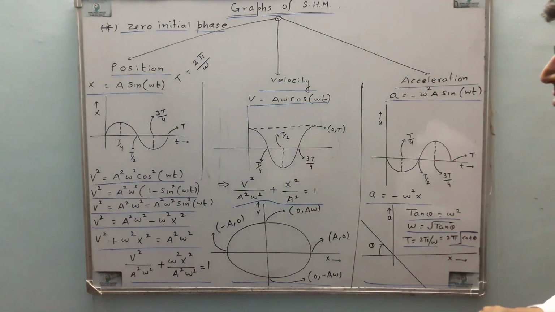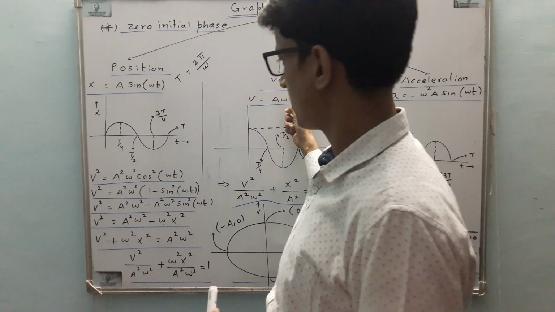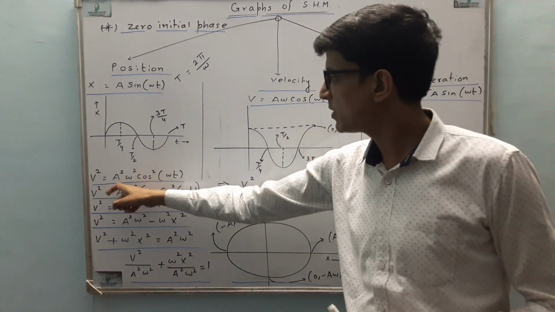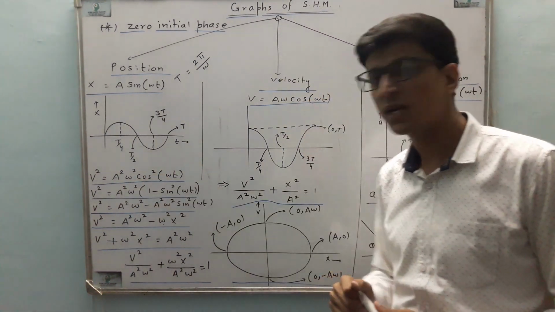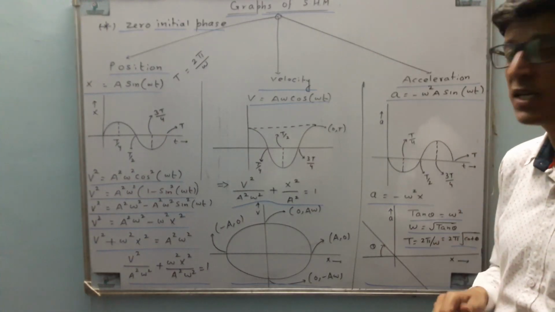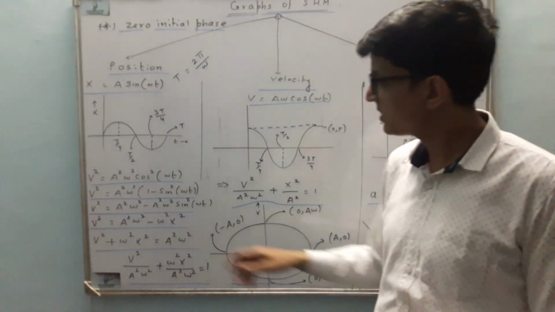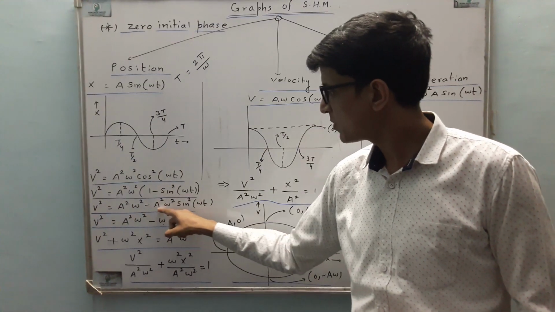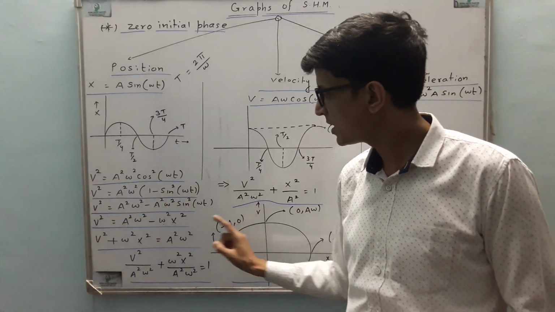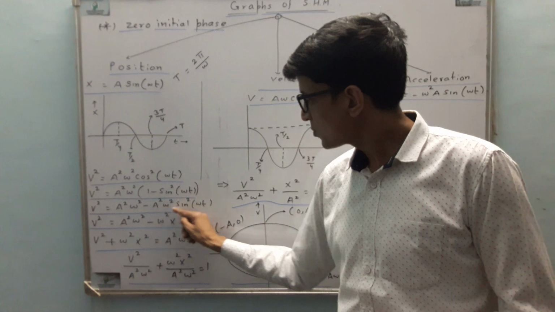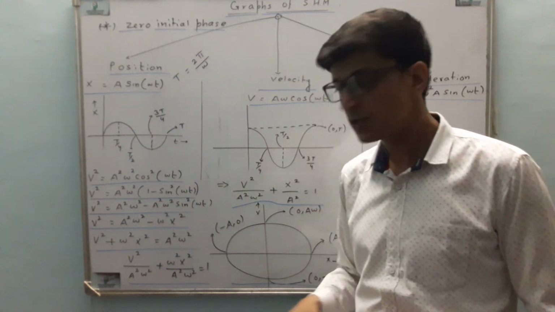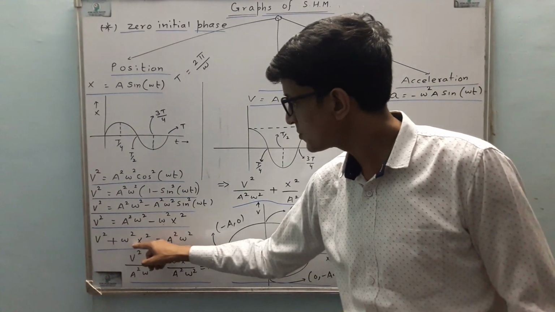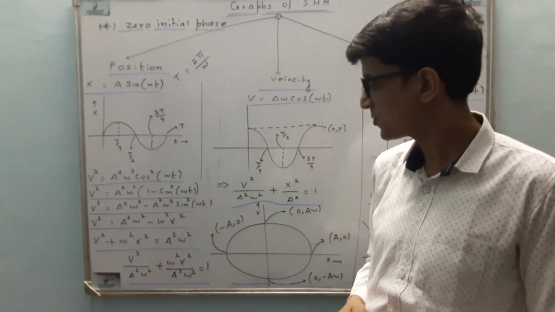There is one important relation. If we square this term, we will get v square is a square omega square cos square omega t. Now cos square omega t can be written as 1 minus sin square omega t. So we have v square is a square omega square minus a square omega square sin square omega t. So a square sin square omega t is x square. So we have the relation v square plus omega square x square is a square omega square.